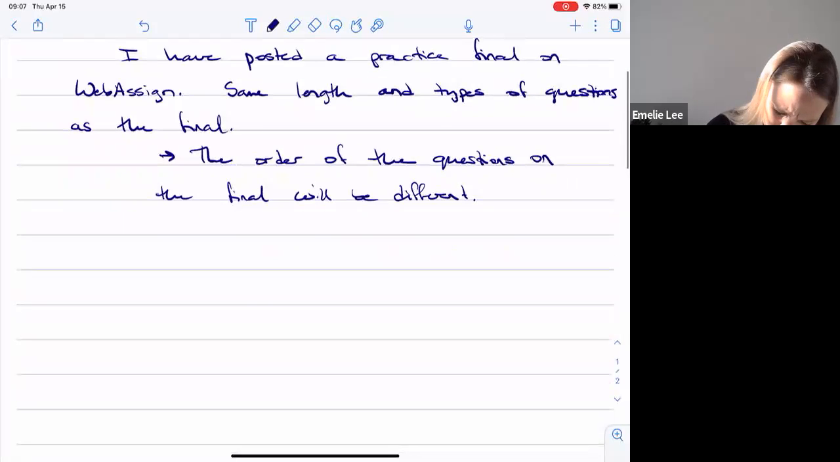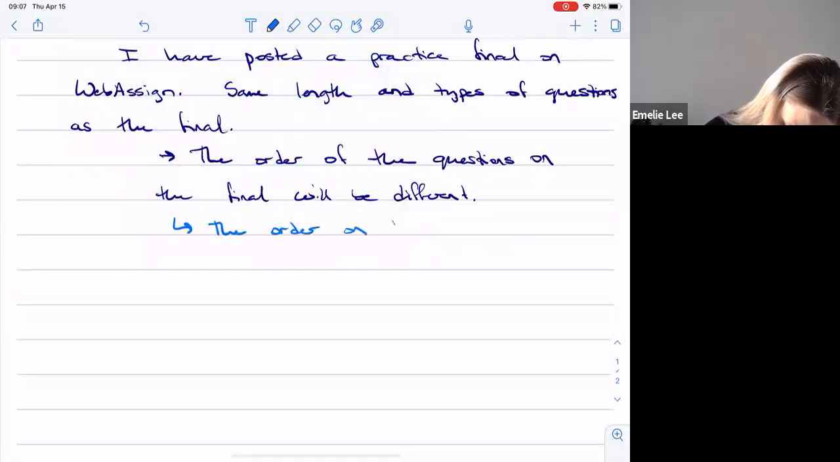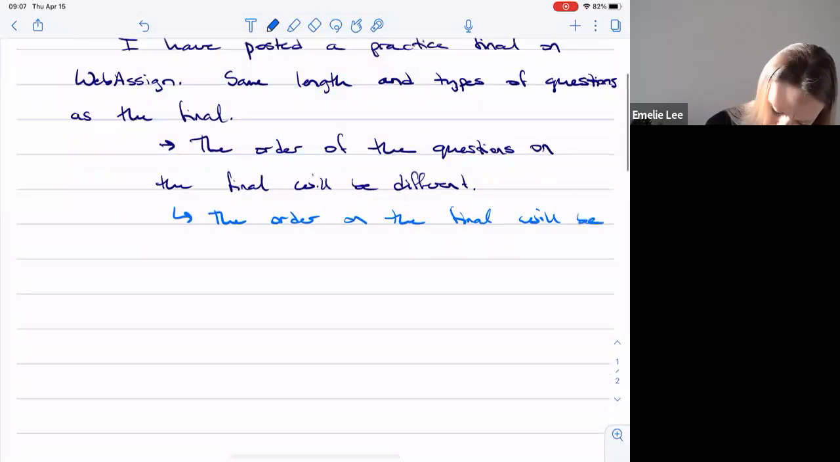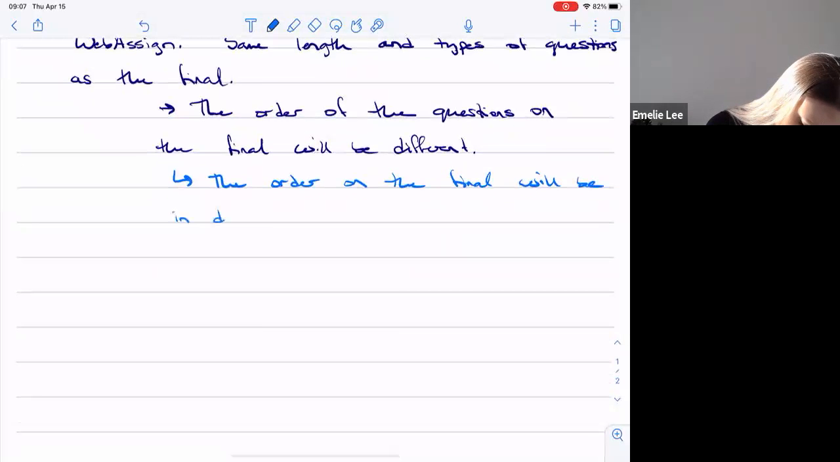So the order on the final will be in decreasing order of importance for showing the work.